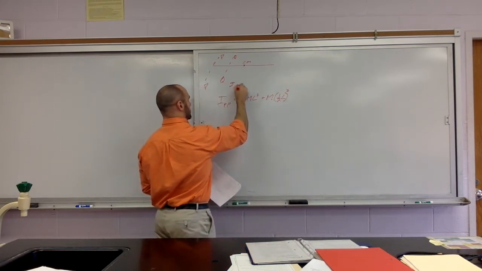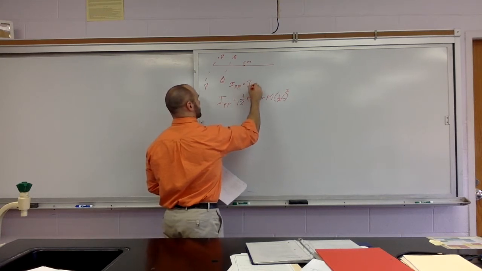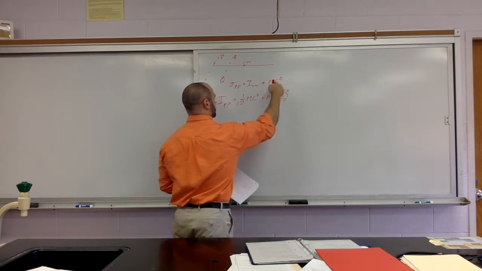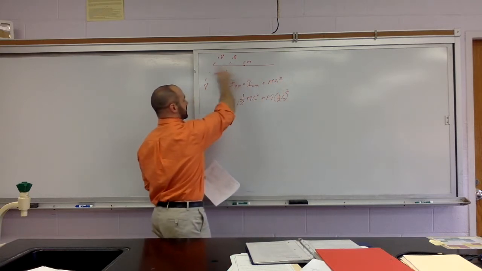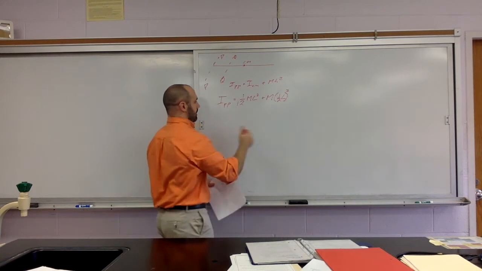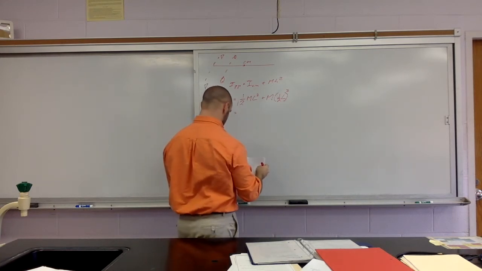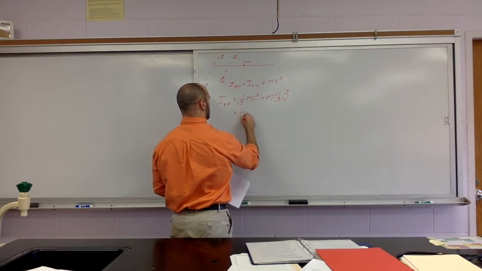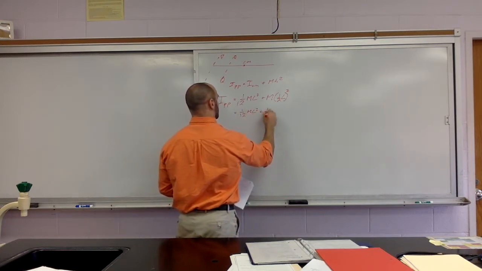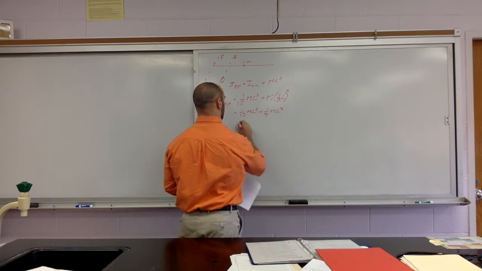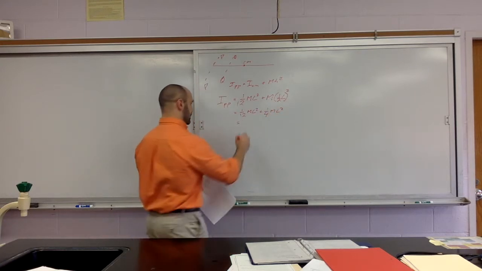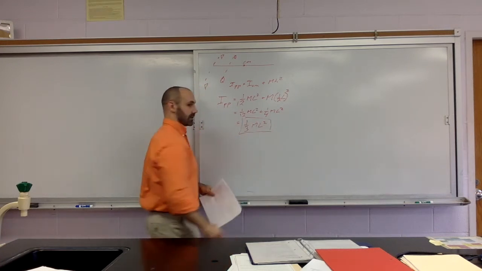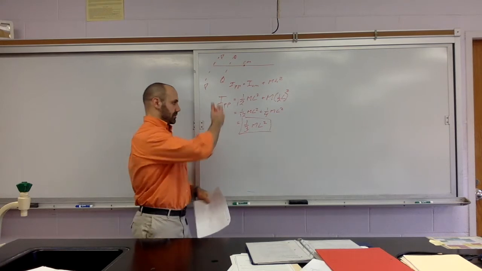Because I_PP should be I of the center of mass plus M H squared. H is the distance from the center of mass to this axis, and that's just that. And so what we get here is 1/12 ML squared plus 1/4 ML squared. Simplify that, and we get 1/3 ML squared. This is one that you'll have to memorize. Or you don't have to memorize it, you can just know the formula.